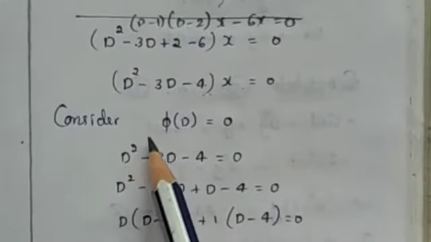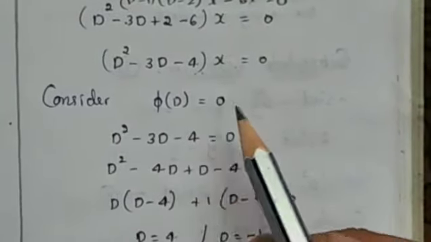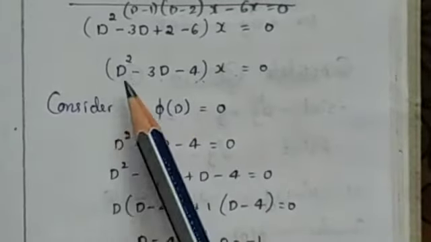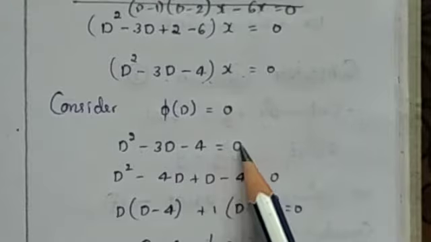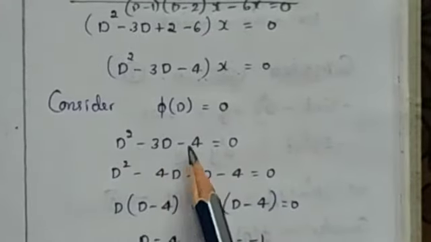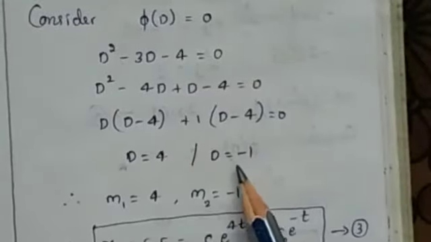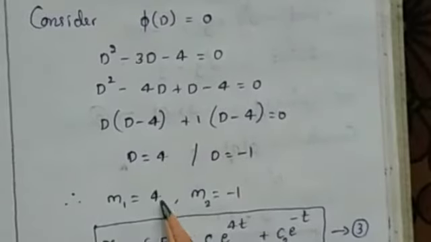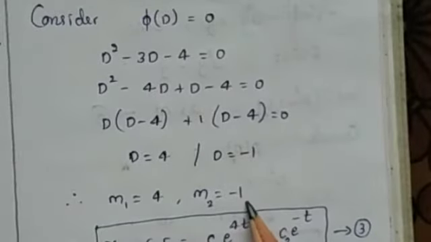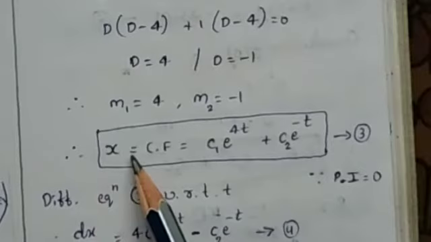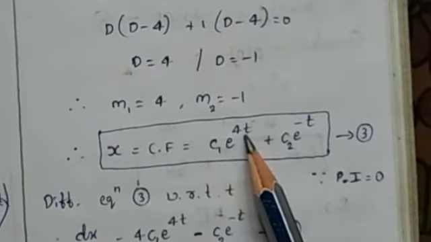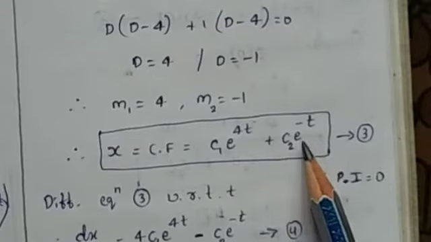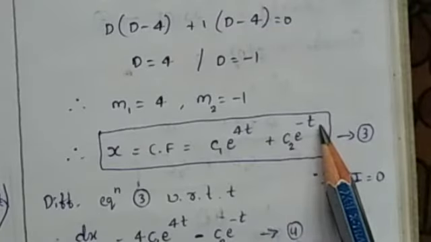Let us consider phi of D equal to 0. What is phi of D? Phi of D is D square minus 3D minus 4 equal to 0. If you simplify this, you get two different roots: m1 equal to 4, m2 equal to minus 1. Therefore, x equal to the complementary function, which is c1 e to the power 4t plus c2 e to the power minus t.